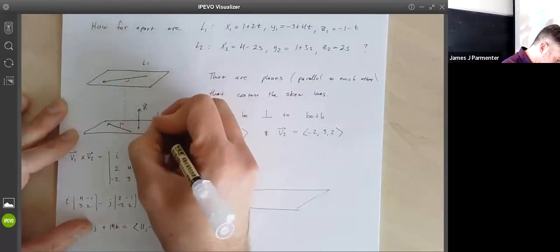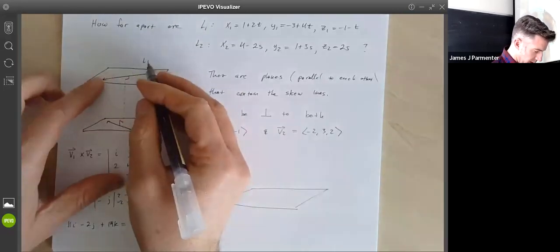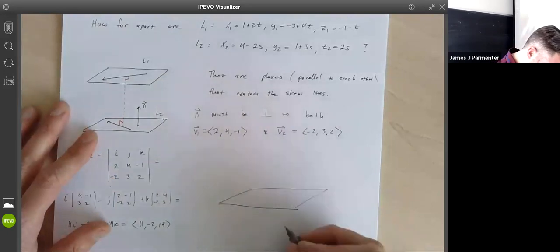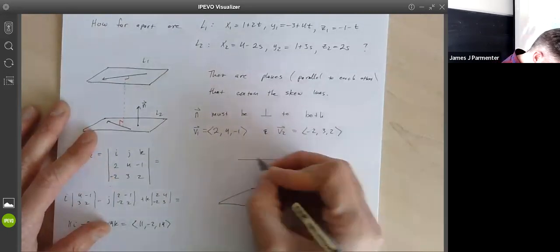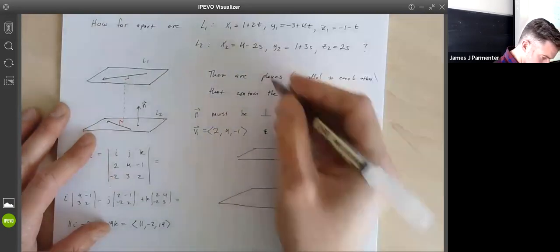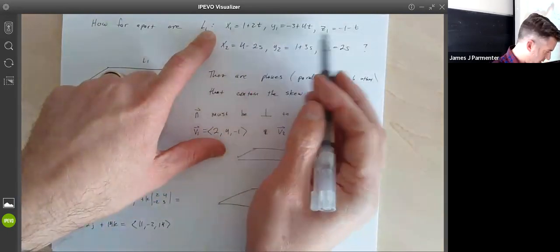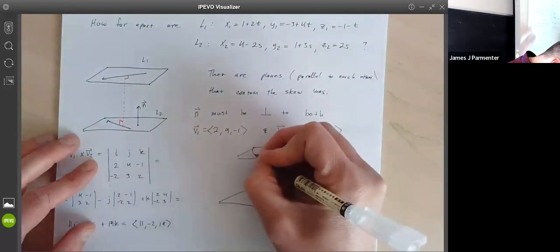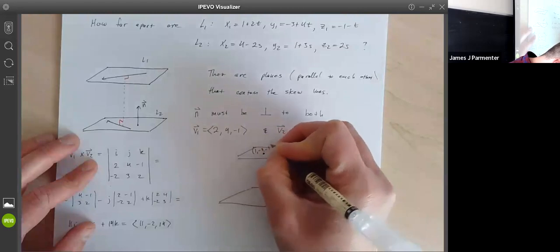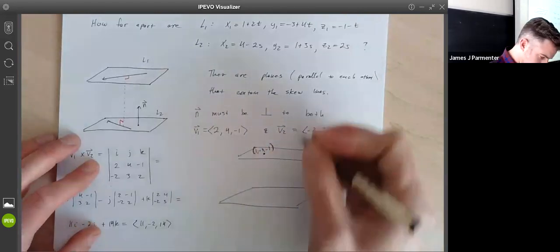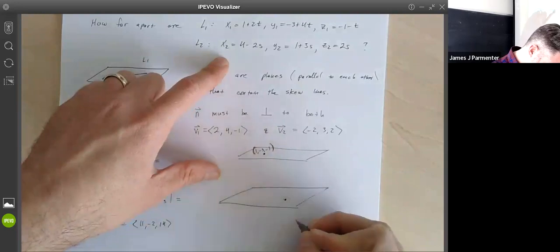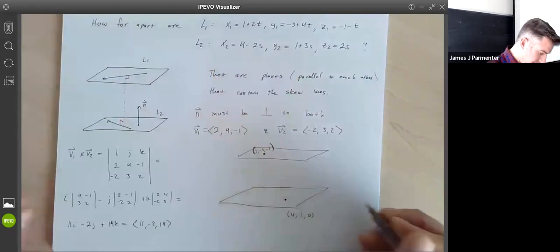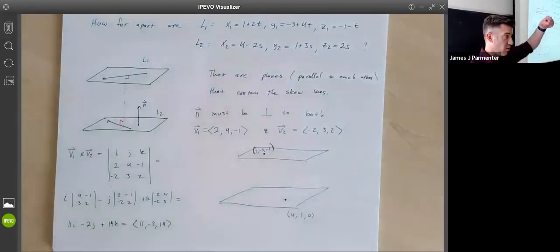So in my first plane up here, I'm going to have the point. I'm trying to make my drawing look good, which is always a challenge. Let's draw it up here. So my top plane here, I'm going to have the point 1, -3, -1. And in my bottom plane, I'm going to have the point 4, 1, 0.